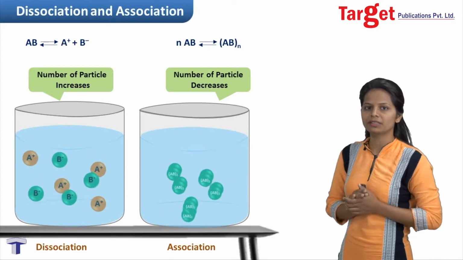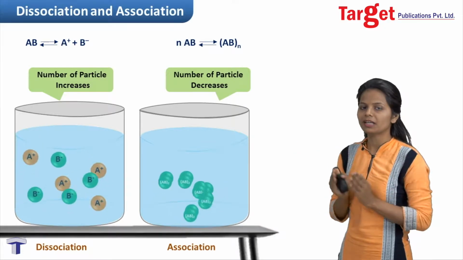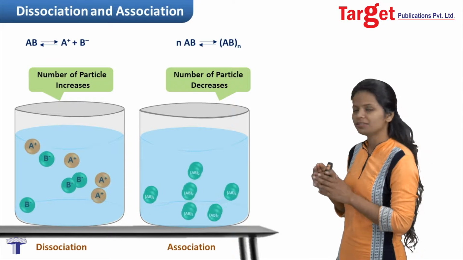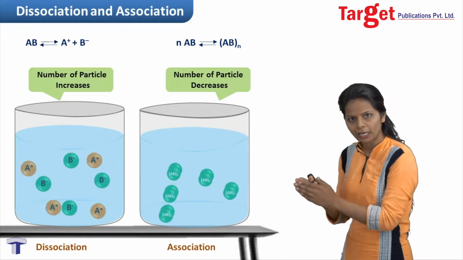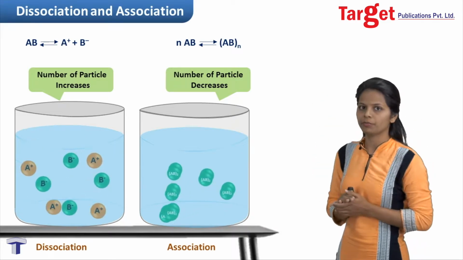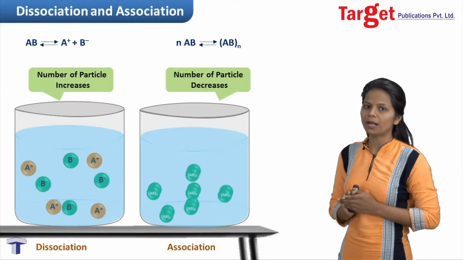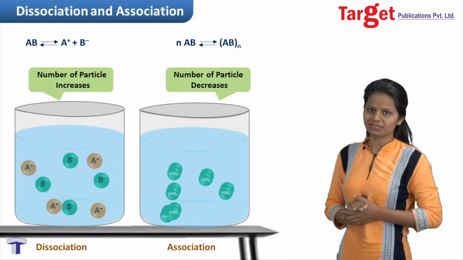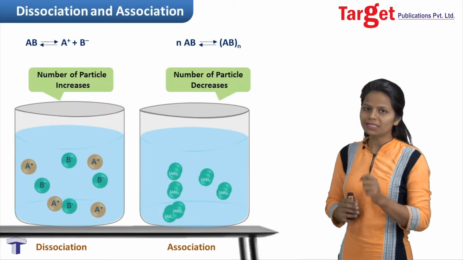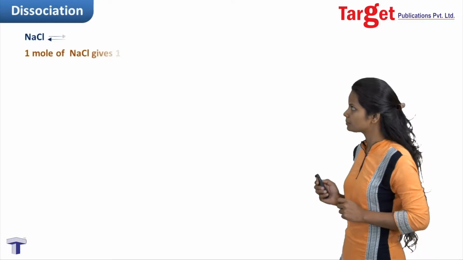As you can see in the second diagram, we are studying association of solute particles. What is happening here is the solute particles are coming together and forming a polymer. In this case, we are considering a solute particle represented by AB. N number of particles will come together and form a polymer. And hence, the number of solute particles is going to decrease in case of association. Now, let's study each of these phenomena in detail. Let's start with dissociation first.